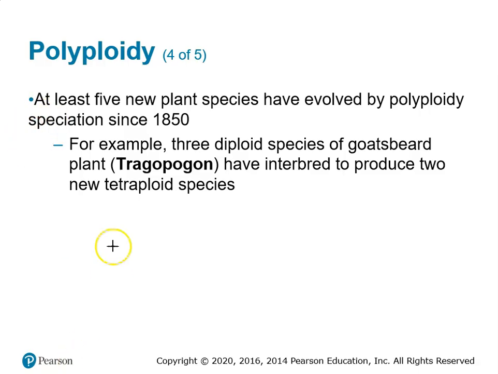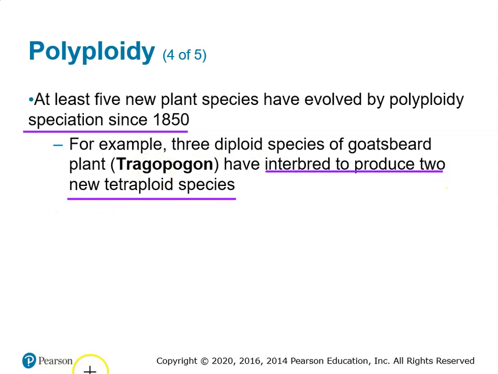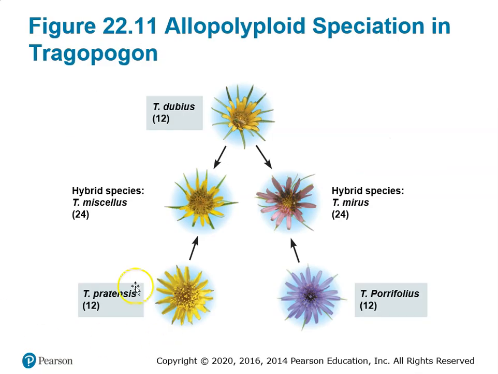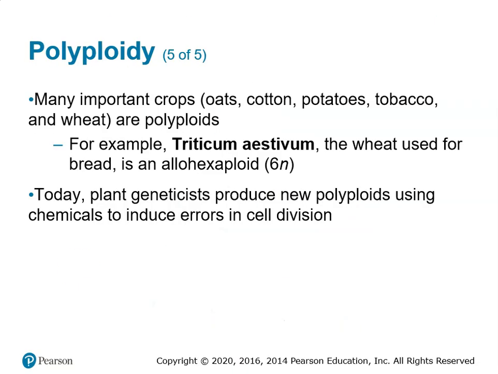You've seen it. And so 3 diploid species of goat's beard plant, Tragopogon, have interbred to produce 2 new tetraploid species. So you can see right here, these guys are originals, and then hybrid species. 2 new species. You can see right here, doubling the amount of chromosomes, 24 now. Many important crops like oats, cotton, potatoes, tobacco, and wheat are polyploids. The wheat used for bread is an allohexaploid, which means it has 6 copies.